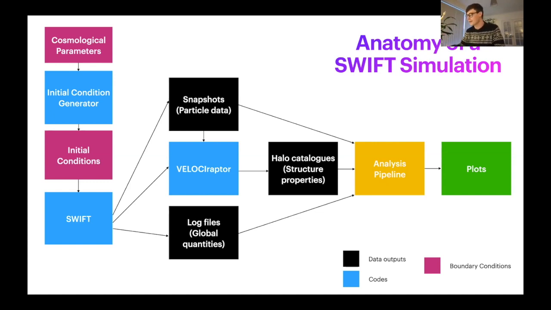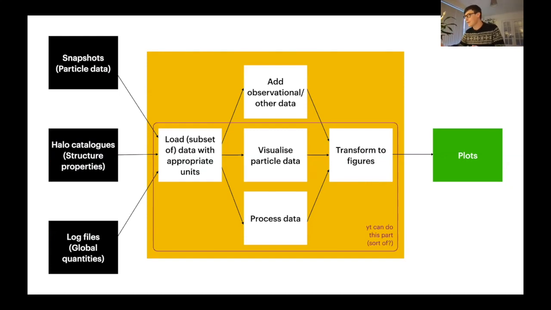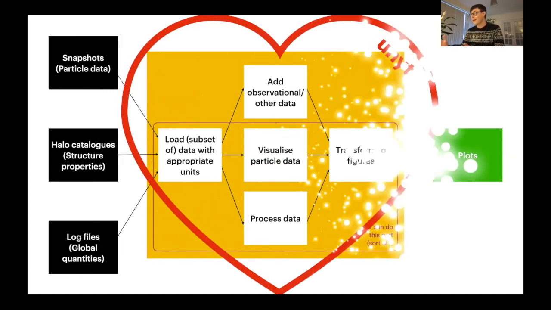And if we focus in on this analysis pipeline, this is the challenge that YT is supposed to solve, right? So you take your snapshots and your halo catalogs and some other data, and you put it all together, and you transform everything to figures, and then you can do your analysis that way. But there are some things that YT can't do, and there are some things that were difficult for us to integrate within YT, which is where SwiftSim.io and our own analysis pipeline to the side came about. But the thing that can do all of this is unyt.